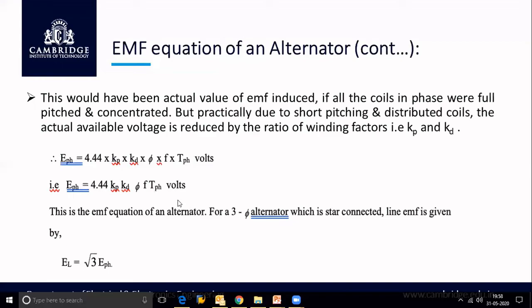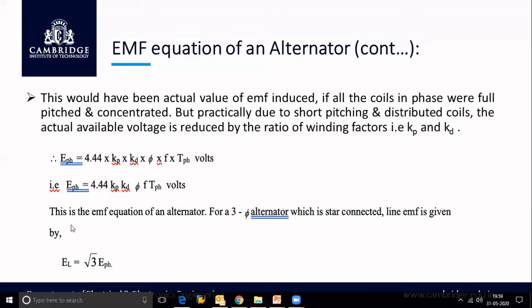Suppose the selected winding is a concentrated winding, then the distribution factor Kd is equal to 1. If we select a full pitched winding, then Kp is equal to 1. So in short, for a concentrated winding, Kd is equal to 1, and for a full pitched winding, Kp is equal to 1. For a distributed winding, the Kd value is less than 1, and for a short pitched winding, the Kp value is less than 1. So this is the EMF equation of an alternator.